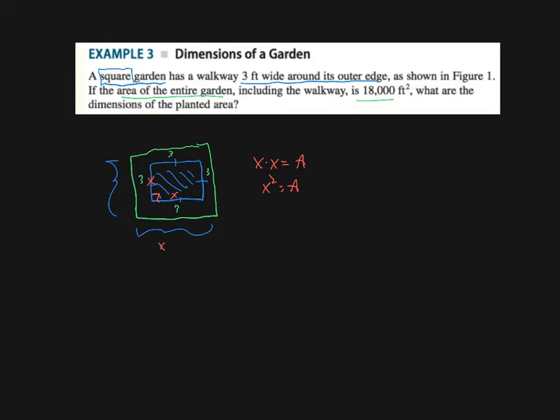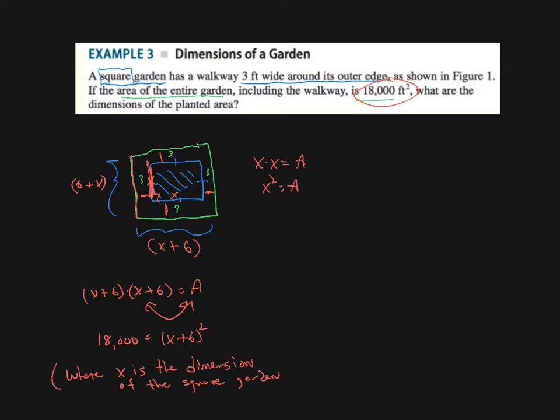This whole length is x plus something. And you have to think there's 3 feet on this side and there's 3 feet on this side, so that's x plus 6. And then the whole vertical length is x, right? This length was x plus a 3 here and a 3 here. That's another x plus 6. So what we have is x plus 6 times x plus 6 equals the area. Now we know that the area is 18,000 square feet. So I'm just going to flip these sides and say that 18,000 equals x plus 6 all squared.